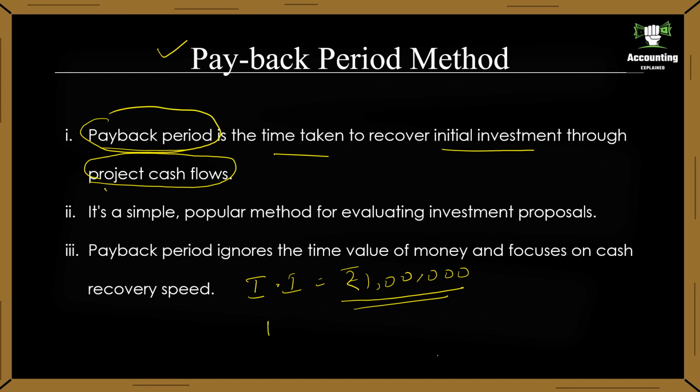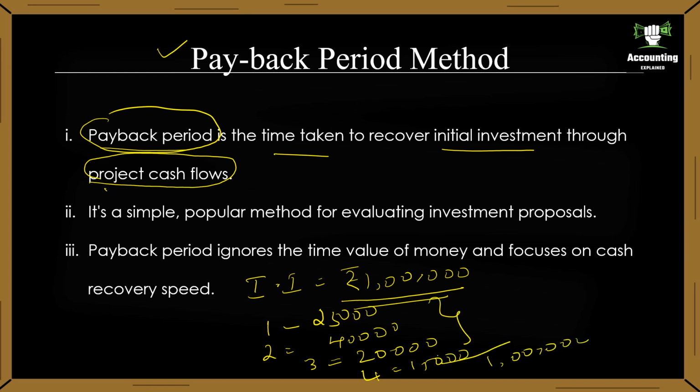Suppose the project cash inflow for the first year is 25,000, for the second year it is 40,000, for the third year it is 20,000, and for the fourth year it is 15,000. The total of it is 1 lakh. So it takes 4 years. Time taken is 4 years to recover the initial investment through project cash flows. So this 4 years is called the payback period.